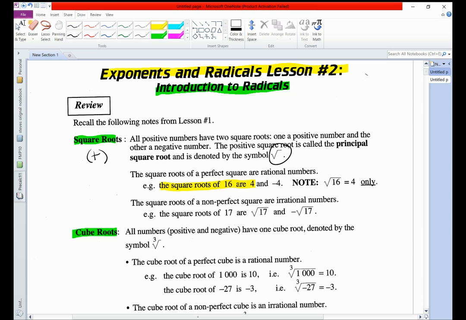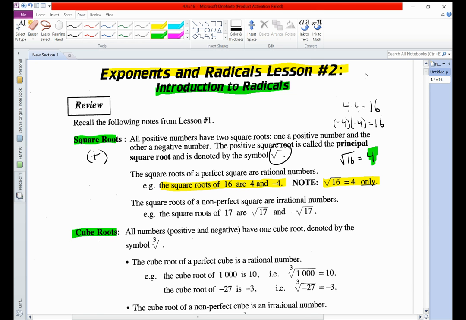The square roots of 16 are 4 and negative 4, but when we write it, the square root of 16 is 4 only. So we know that 4 times 4 is 16, and negative 4 times negative 4 is 16. So the square root of 16 is 4. That is what is called a perfect square. That means when we take the square root, it comes out to be a whole number, or an integer, or I guess in this case just a whole number.